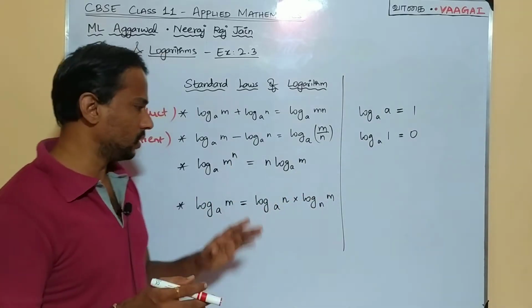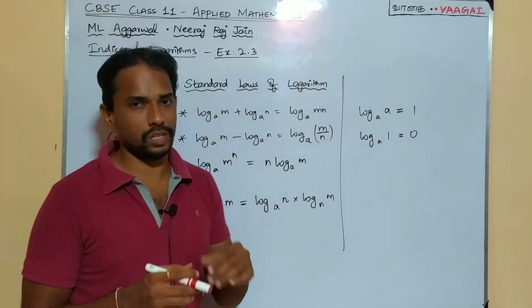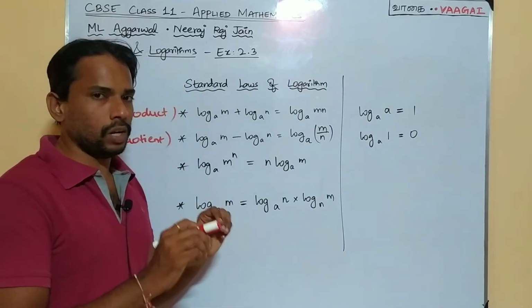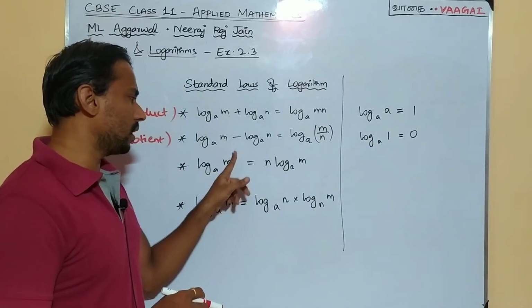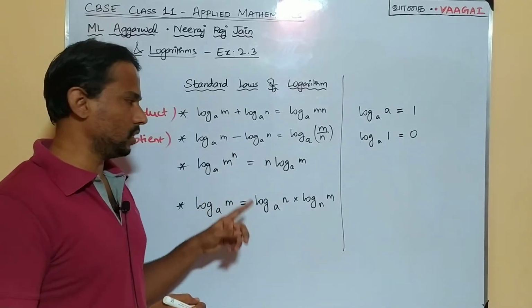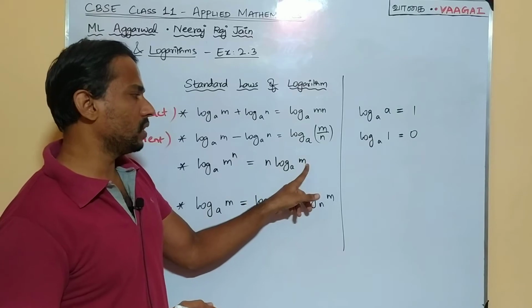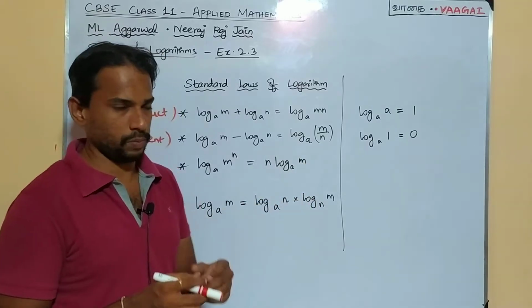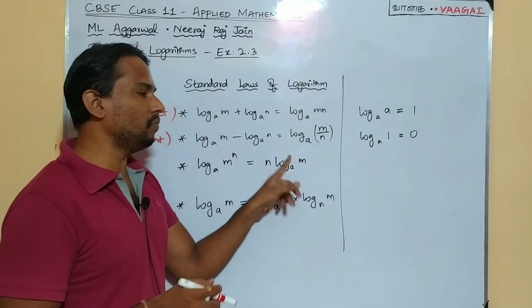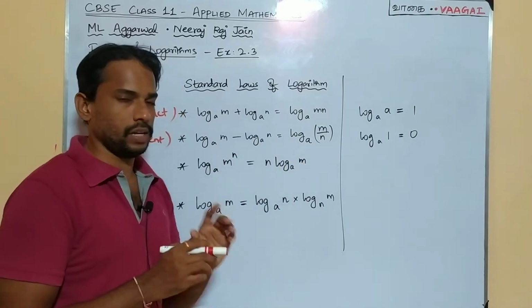This is what this third law states. Very simple adjustment we are doing here. Log of m power n to the base a: the power comes to the front and it becomes n into log of m to the base a. This is what it becomes. So this is like n times the logarithm of m base a. This is what it means.